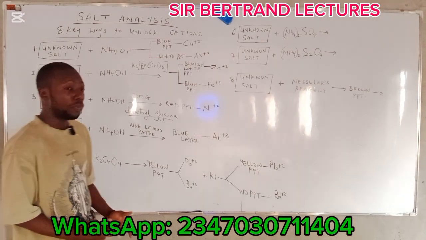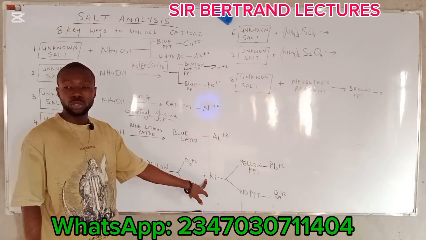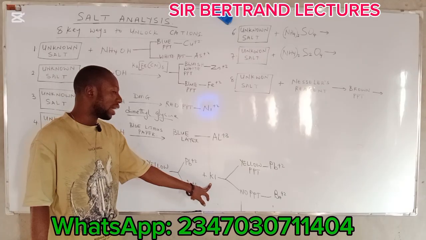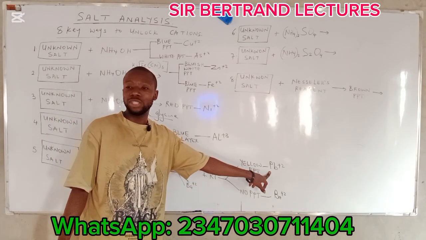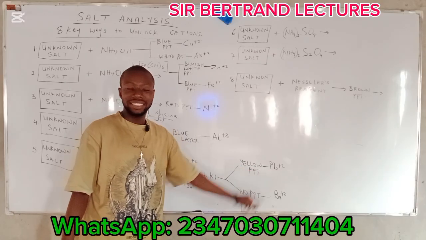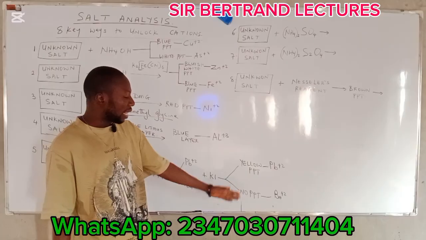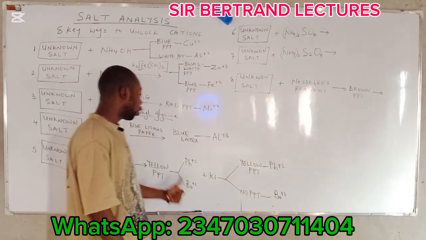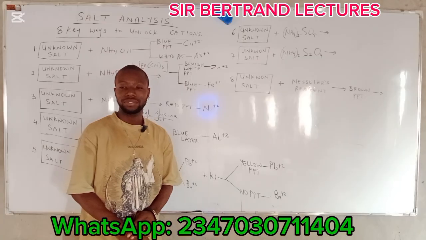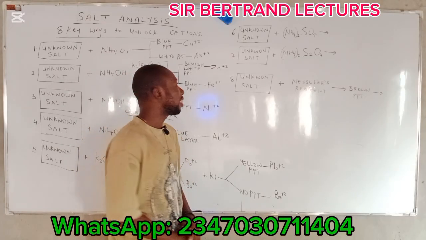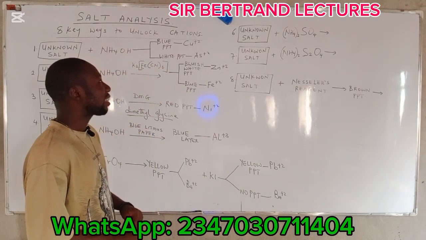Now, you have to go further to know which of the cations is present. Then you introduce potassium iodide. If it still gives yellow precipitate, it shows that the cation present is lead ion. If no precipitate is formed, it shows that the cation present in the unknown source sample here is barium ion. Do you understand? All right, thank you.